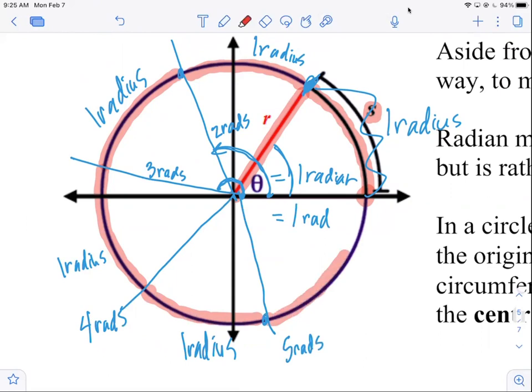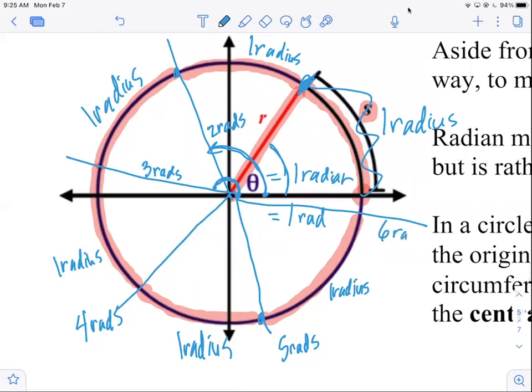And we do it again. And it lands about right there. Here's another length of the radius. And so we call the angle that almost goes all the way around, almost makes it all the way around, our 6 radians, RAD for short.